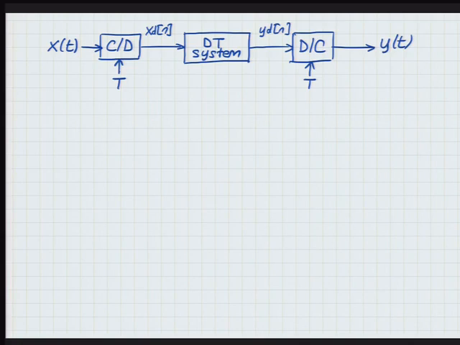Now, typically, that D to C conversion may look more like a zero-order hold. You may just keep the value of the discrete signal constant until the next sampling point, right? But for the purposes of this discussion, we'll assume perfect reconstruction using sinc functions, not an approximation to it like the zero-order hold. You talked about zero-order hold last time, correct?